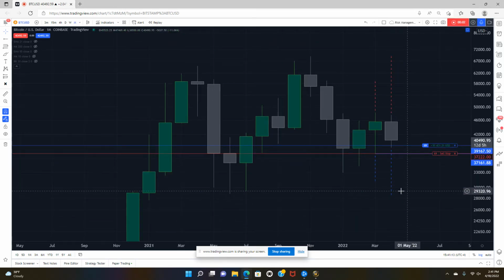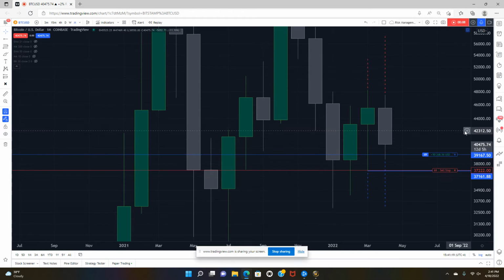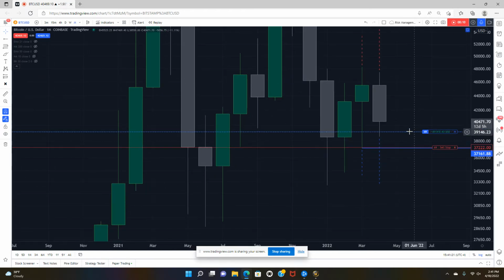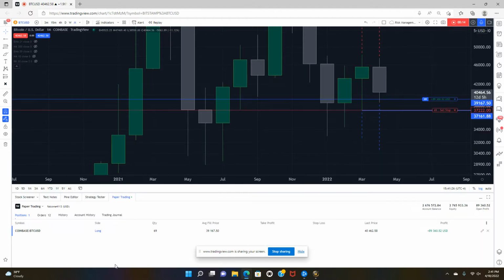All right, guys. I just wanted to revisit one of the trading ideas I had a few days ago and show you my position and how I'm managing it. Right now, I have a long position from 39,000 roughly. We can go to the paper trading account. You can see Coinbase USD, long 69 lots, beautiful number at 39,167.